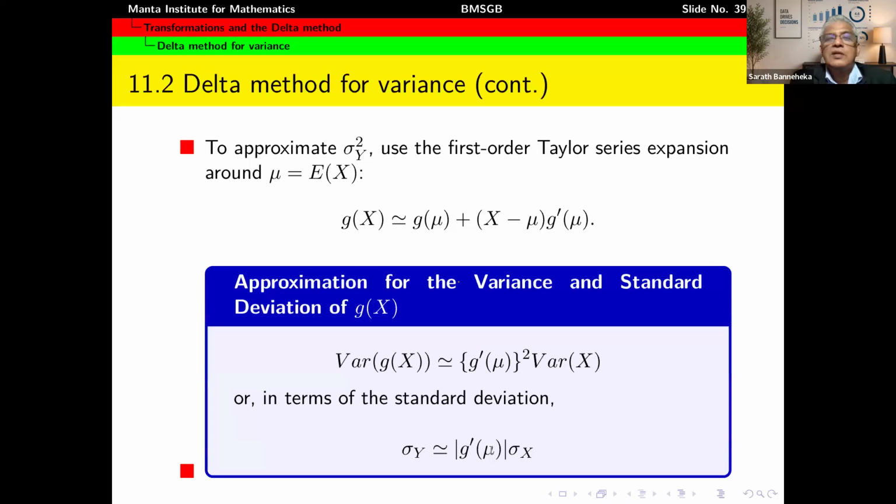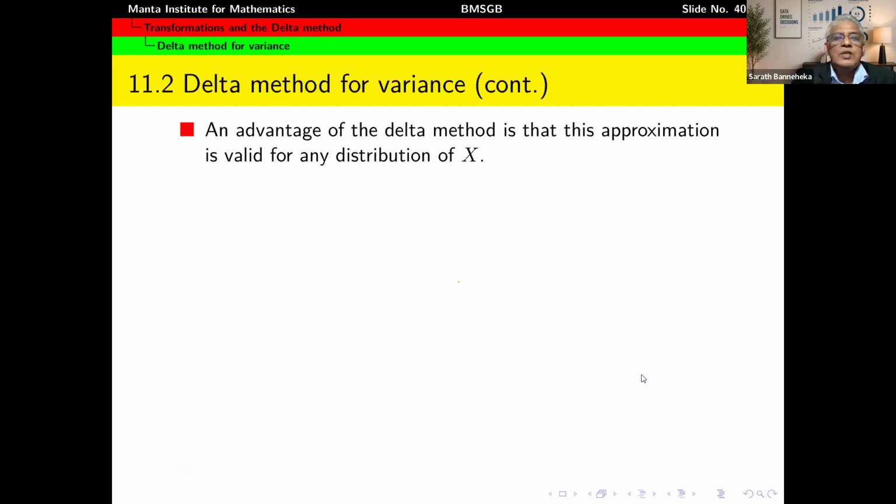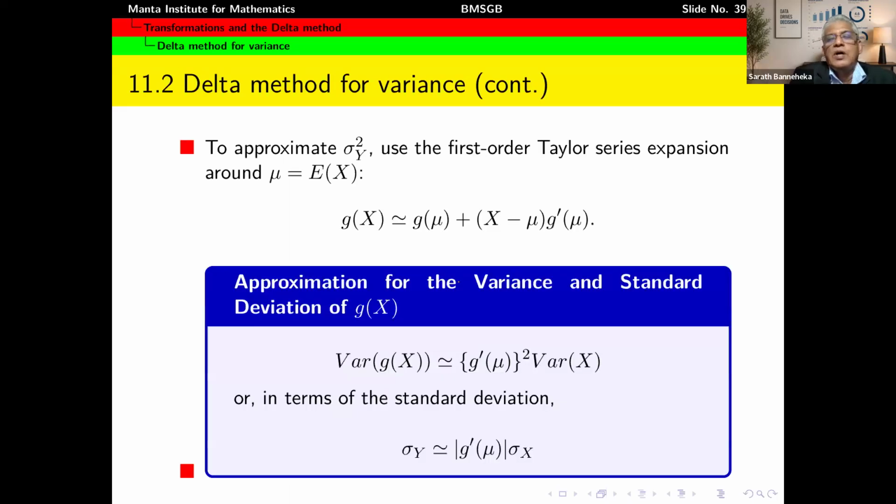So that is called the delta method, because it involves the derivative, and the derivative is usually written in terms of some delta notation. That's why I think it's called the delta method. It involves the first derivative of g. The advantage of this delta method is that this approximation is valid for any distribution of x. Of course, not for all.